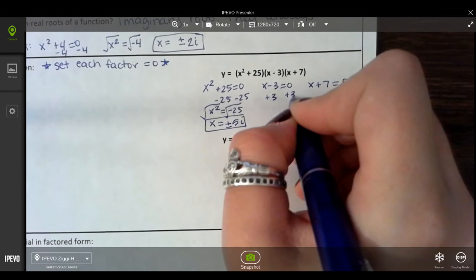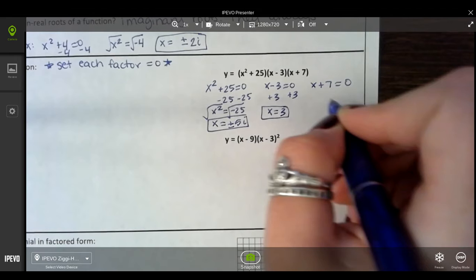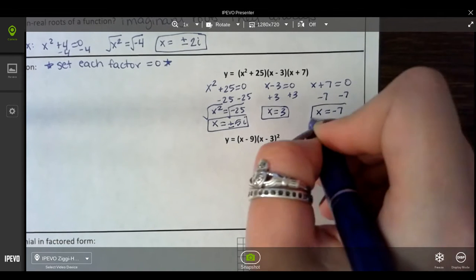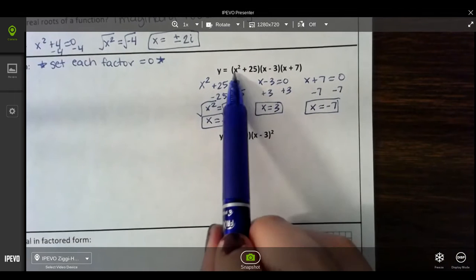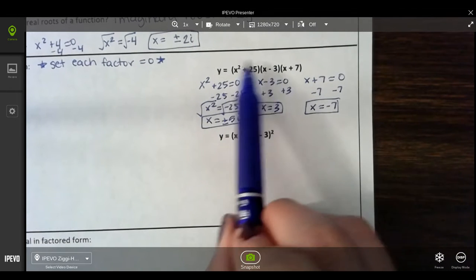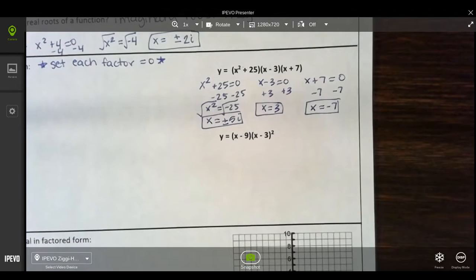Add 3 to both sides. I get x equals 3. And my last one, subtract 7 from both sides. I get x equals -7. Again, this makes sense because I have an x squared, which tells me I'm going to have 2 roots, an x and an x. So I've got 2 roots, 3 roots, and 4 roots. I've got 1, 2, 3, 4 roots.